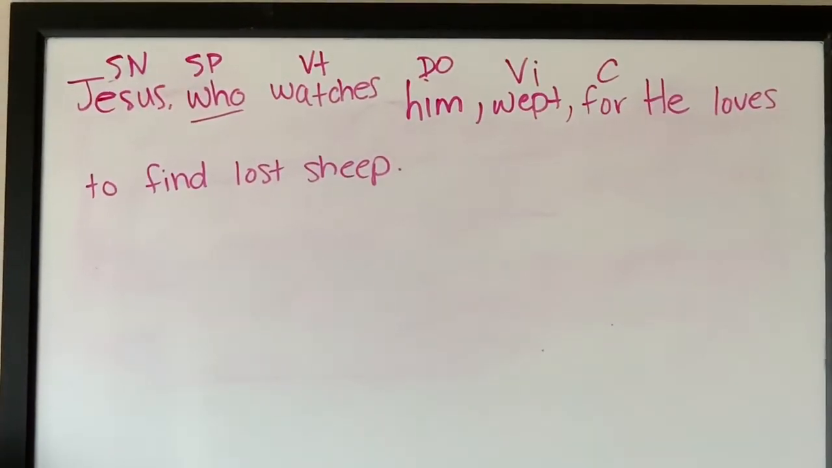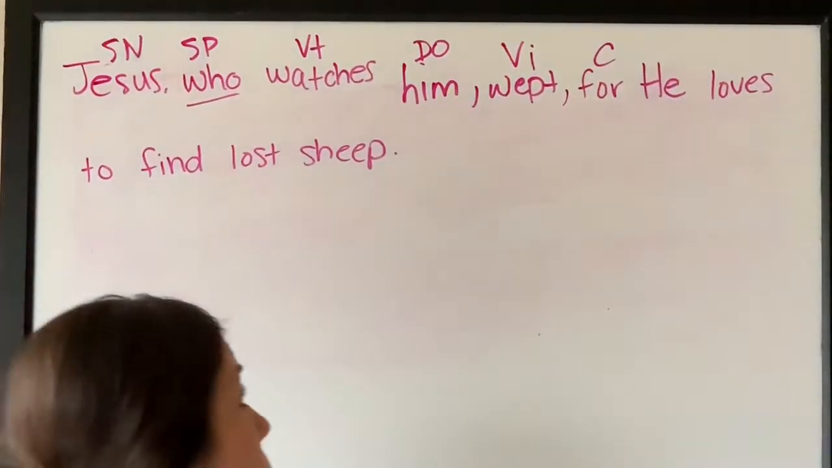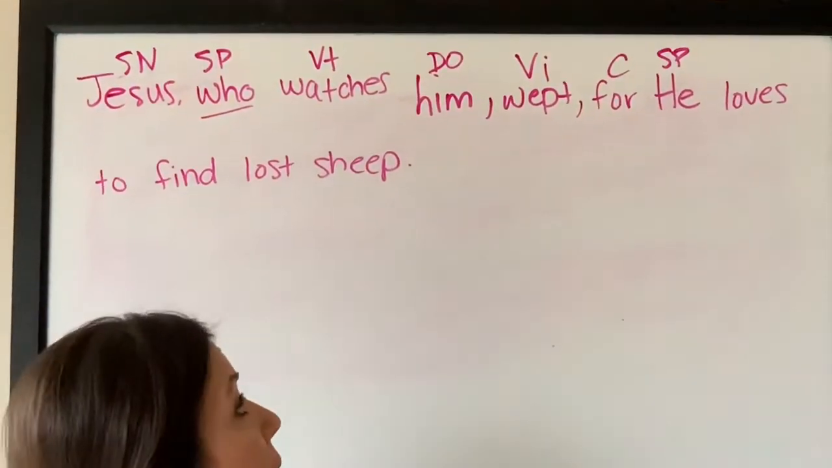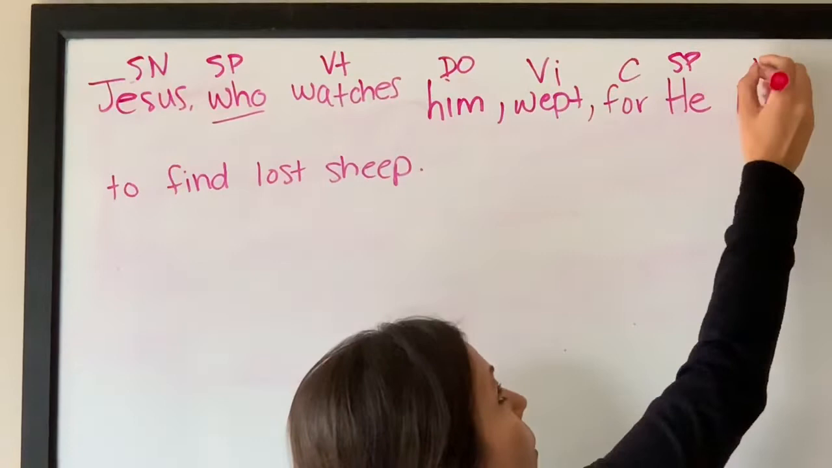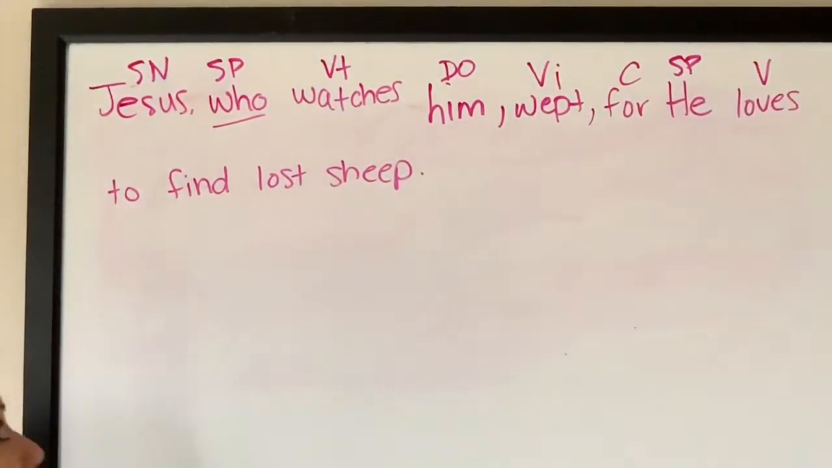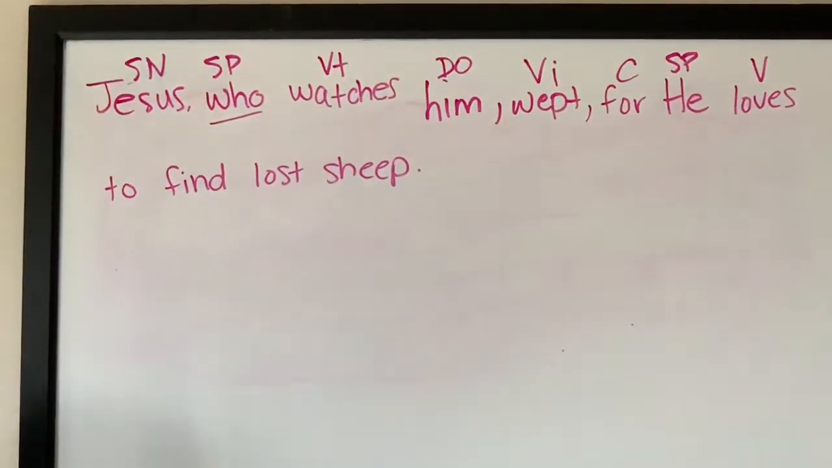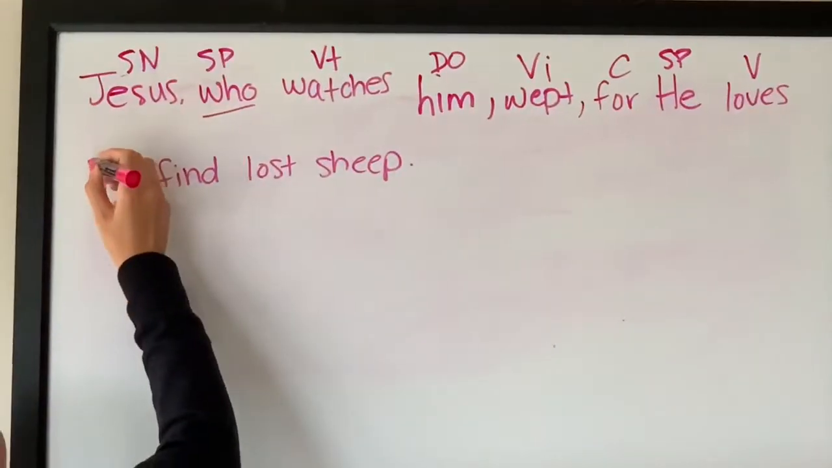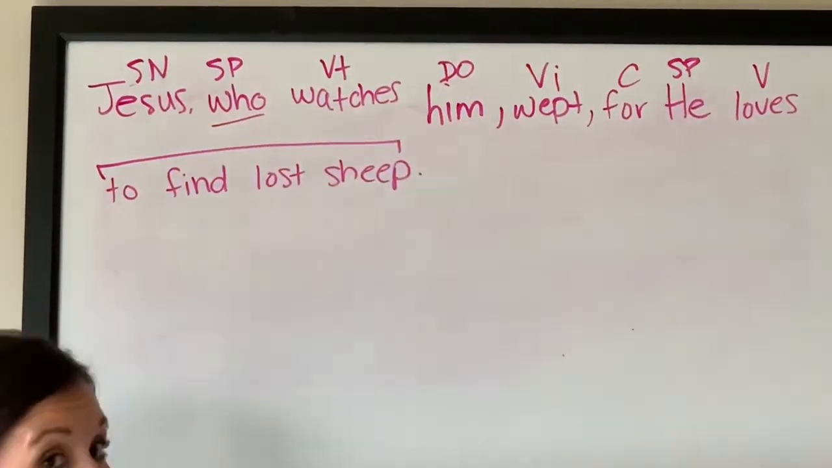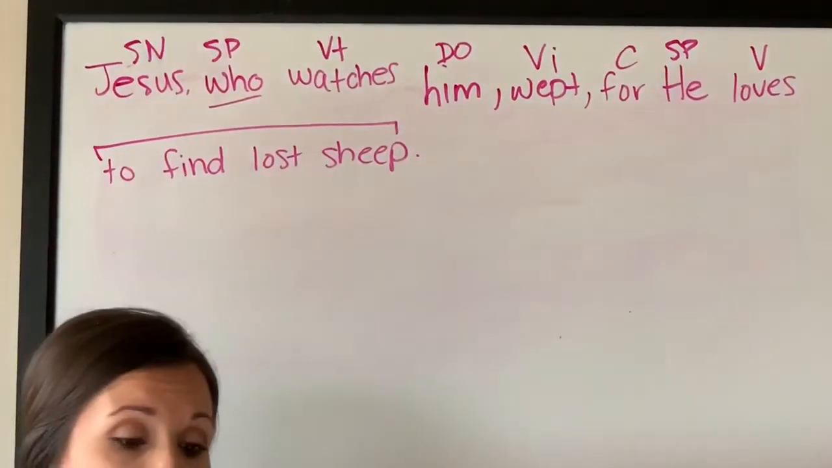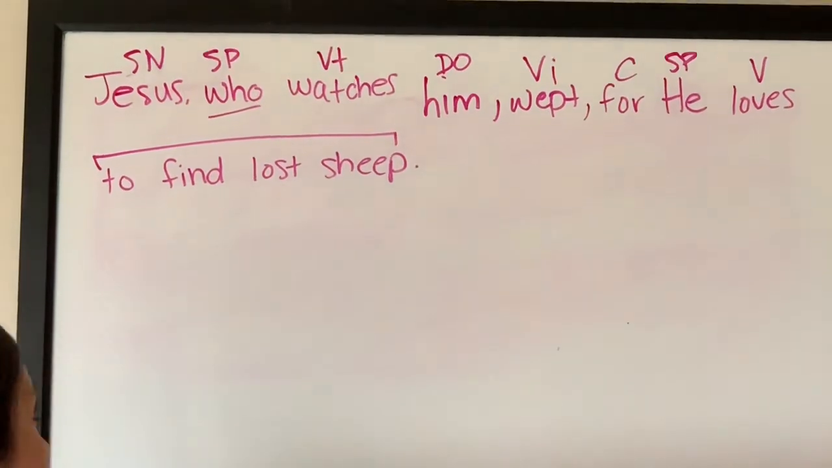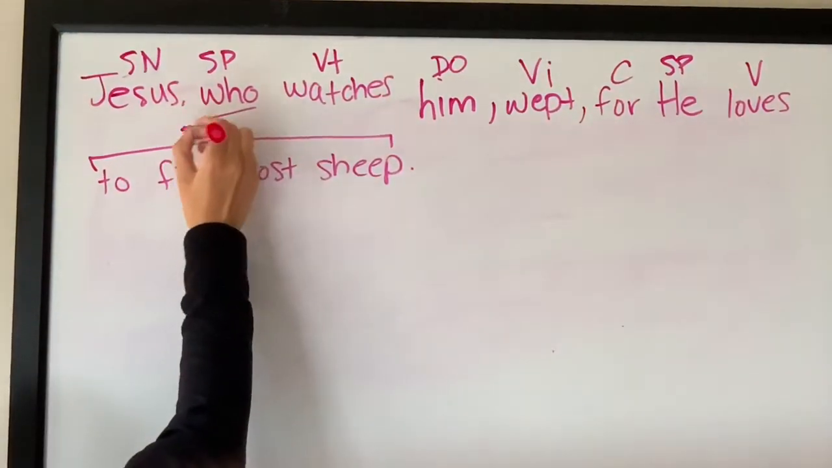Who loves? Answer, he. Label, subject, pronoun. What is being said about he? He loves. Label, verb. He loves who or what? This is where it's going to be a little different. He loves to find lost sheep. Now that entire phrase is a direct object phrase, something we haven't really done yet, I don't think.